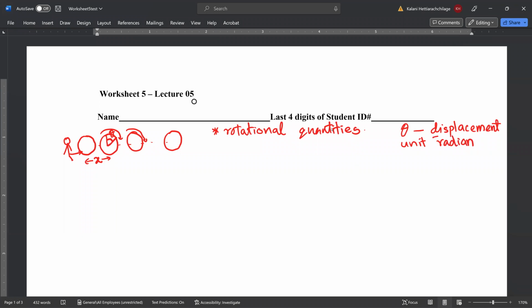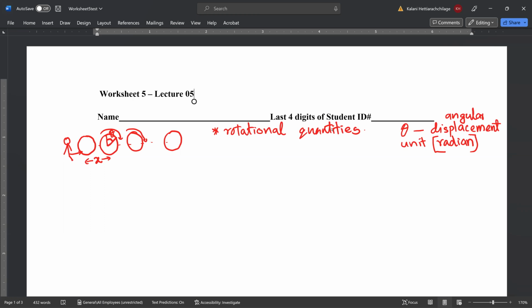Okay, the unit is radians. Now, after you know that you have angular displacement, definitely we have angular speed, angular acceleration, angular force, and angular momentum. Everything that we discussed earlier, we need to add the prefix angular or rotational to those quantities. According to the displacement definition, we will be able to define the other important physical quantities.